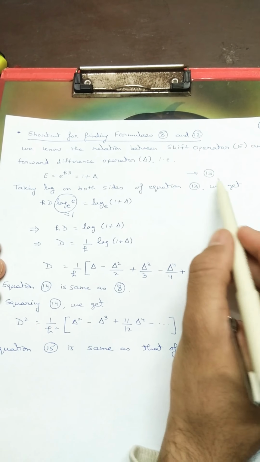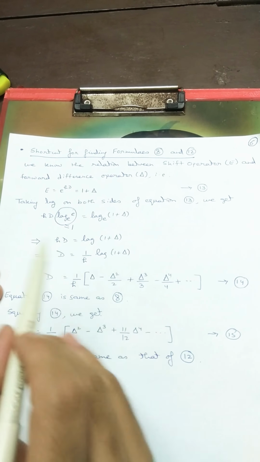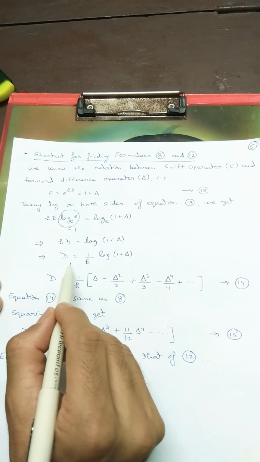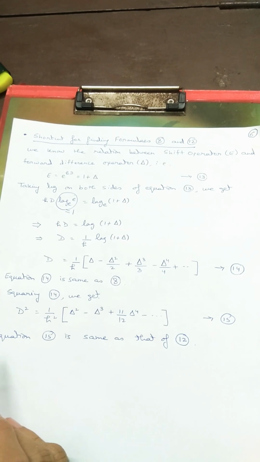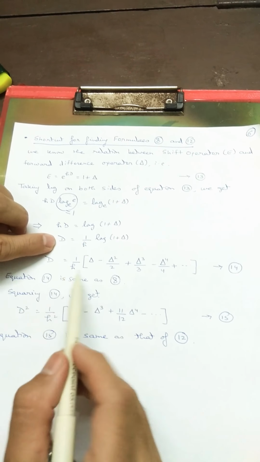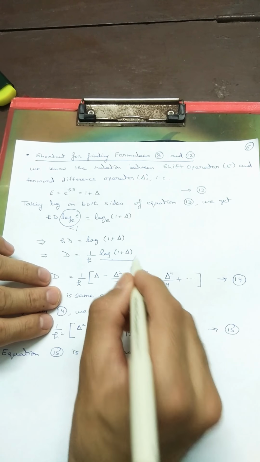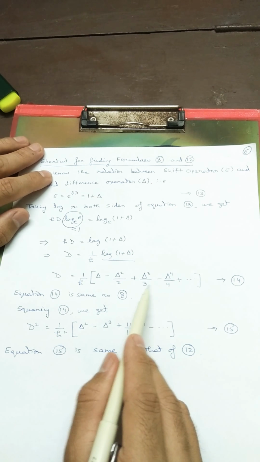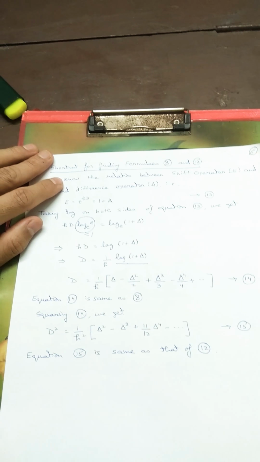Now if you take this equation number 13 and take log on both sides of this equation, you will be getting hD is equal to log of 1 plus delta, which can also be written as D equal to 1 by h log of 1 plus delta. So D is equal to 1 by h, and if you expand this series log 1 plus delta, a very standard series, you will be getting delta minus delta squared by 2 plus delta cube by 3 minus delta 4 by 4, which you can see is the same as that of equation number 8 that we have derived.